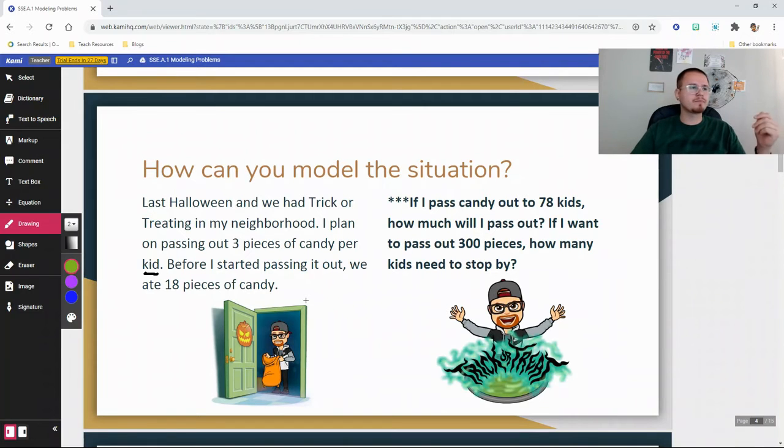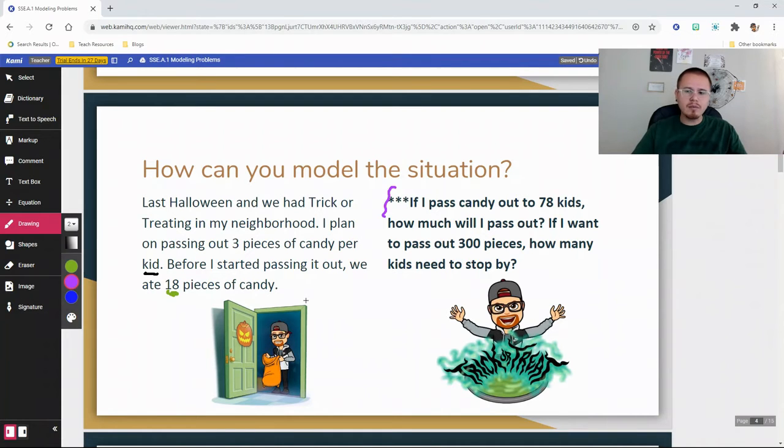Last year I did pass out candy, and my plan was to give everybody 3 pieces. Now I like to eat some candy sometimes, so we ate 18 pieces of candy together before giving any to kids. So that's the given, right? To understand a problem, a situation, you have to read into it and ask, does this make sense? What's happening? What's important? So I don't even care about the 3 yet. What I know now is that I ate 18 pieces.